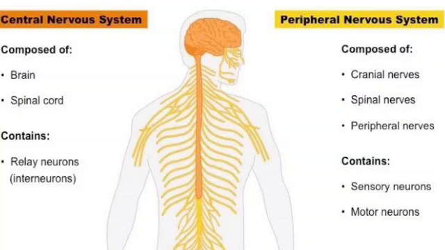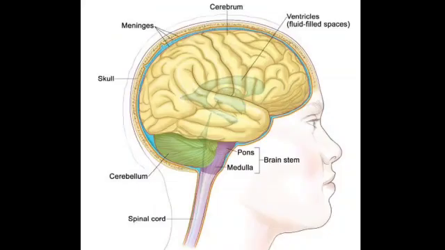First, we are going to learn about the parts and functions of the brain. The brain lies within the cranium. The cranium is the set of bones which is called the skull, and the brain is covered by a membrane called meninges, and there is a fluid between the brain and the skull called cerebrospinal fluid or CSF, which acts as a cushion against any kind of shock.